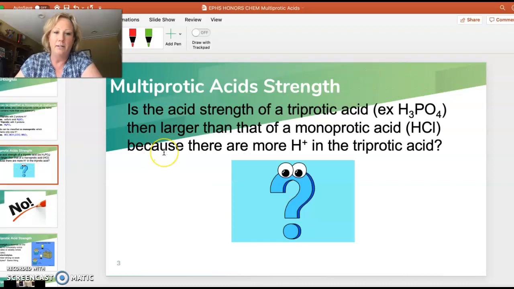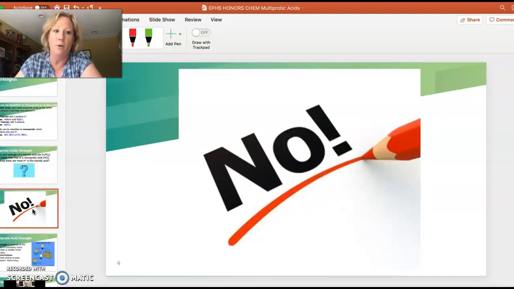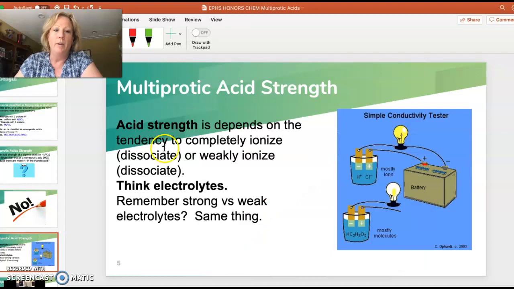So the question is the strength of an acid. We're just starting now to talk about strength. Would we expect the phosphoric acid to be stronger than the hydrochloric acid? And the answer is no. So what we have to do is think back to electrolytes and the tendency to dissociate.